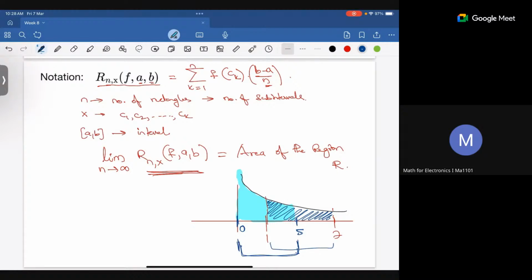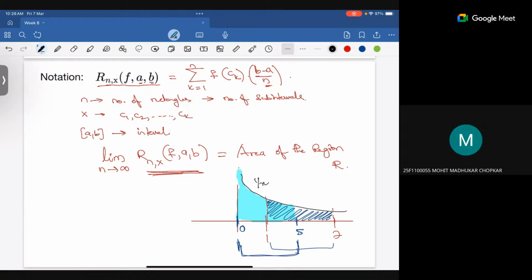Because after 0, it is like 1 by x. I took this as 1 by x. After 0, it will be like infinite. The value is very much infinite, so you will have infinite area. So you cannot use the ideas of Riemann sums to compute the area under this curve.